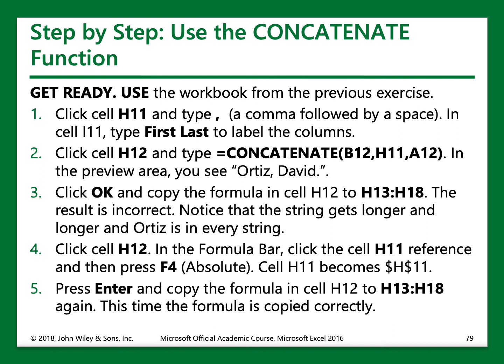Now, the result's going to be incorrect here. The string is getting longer and longer, and Ortiz is in every string. So if we go back to H12, in the formula bar, click the cell H11, and then we make that an absolute reference. You can either hit F4, the function key on your keyboard, or just put dollars in front of the H and 11 to make sure that that doesn't move down. Hit enter and then drag that function down to cells H13 to 18.